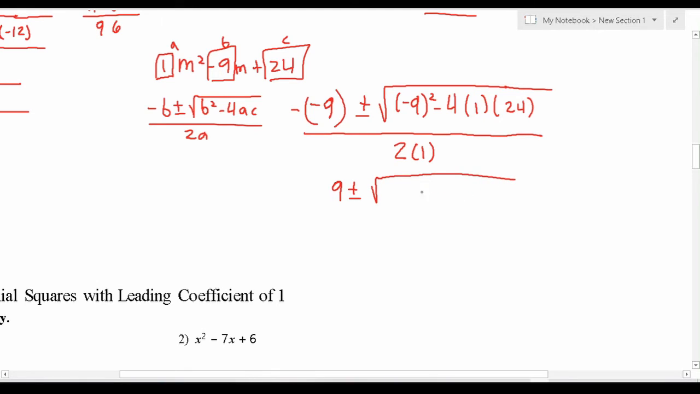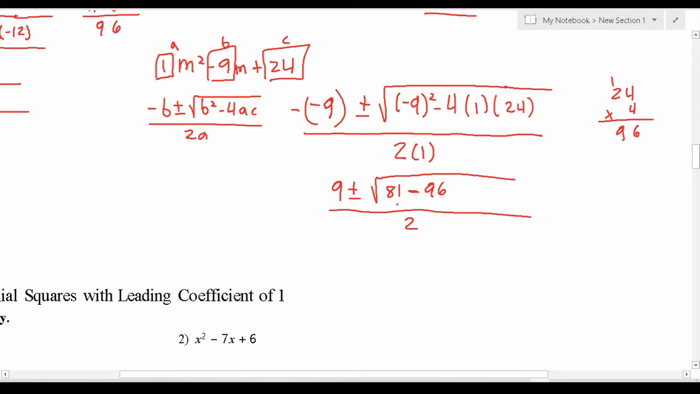Let's work out what's in the radical. Negative 9 squared becomes 81. Now we have negative 4 times 1, which is negative 4. Negative 4 times positive 24, we know that's going to be negative. 24 times 4 is 16, carry the 1, 4 times 2 is 8 plus 1 is 9. So this becomes 96 all over 2. Again, 2 times 1 is just 2.